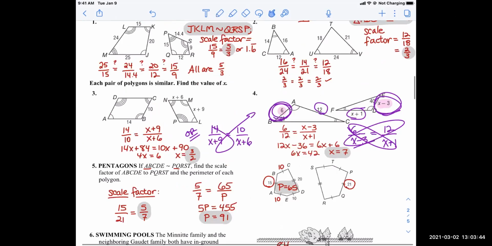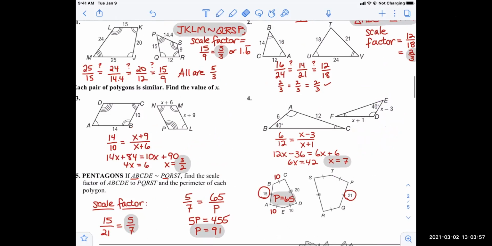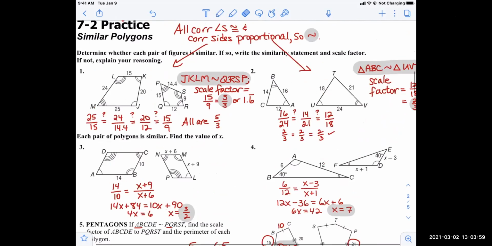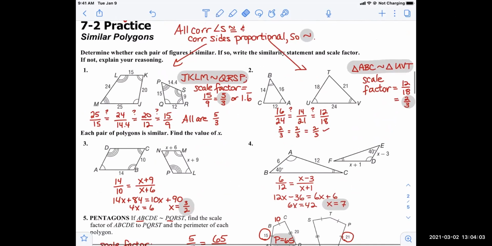As long as you get the same cross product, that means your proportion is equivalent to the one I've written. But be careful about how you match up the sides. Use the angle markings to figure out how the sides should be compared. Questions on 1 through 4? Again, scale factor will go from the left to the right if it does not specify which way to compare it.